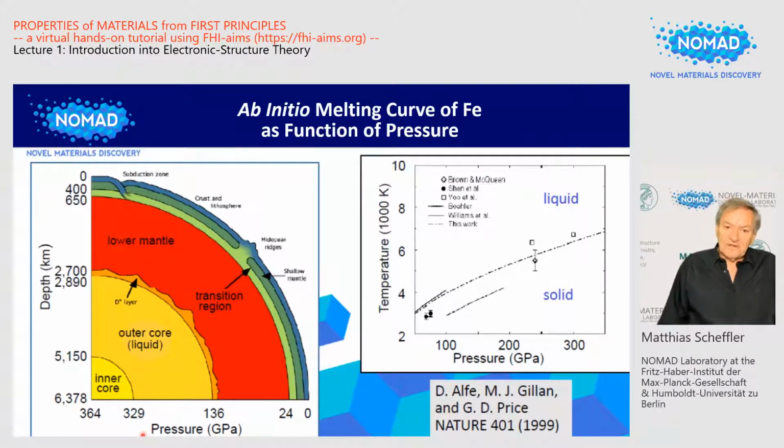So this is, I think, what makes a good scientist: using a method for an unexpected situation. And in simple words, one could say, in this case, density functional theory was used as a thermometer to determine the temperature at an inaccessible place.